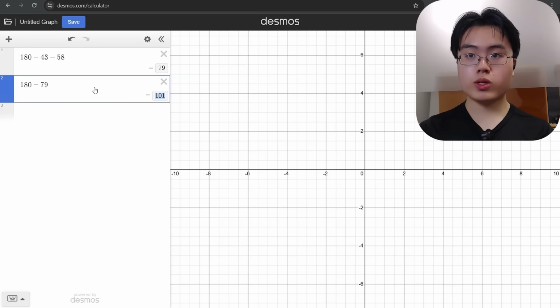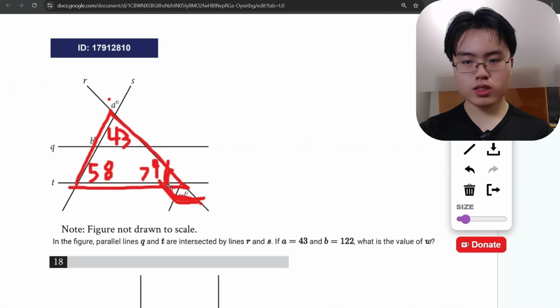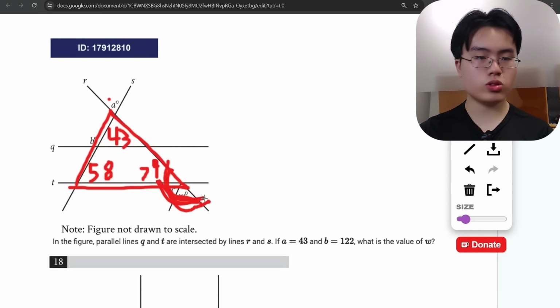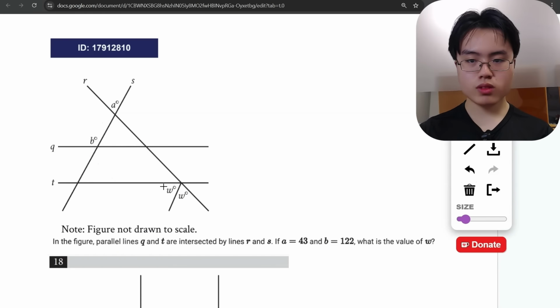It doesn't matter. So we know that this big angle equals 101 degrees. This is 101 degrees. We know these are the same, so we just divide it by 2. Right, so that's just 50.5, right?